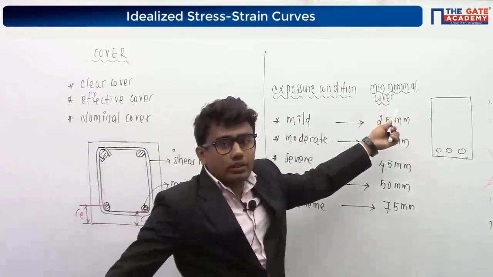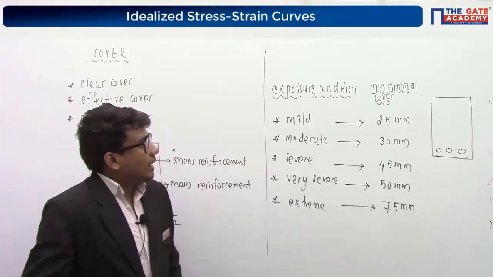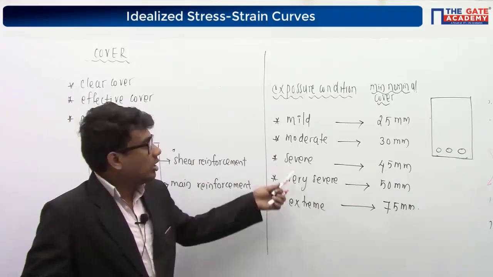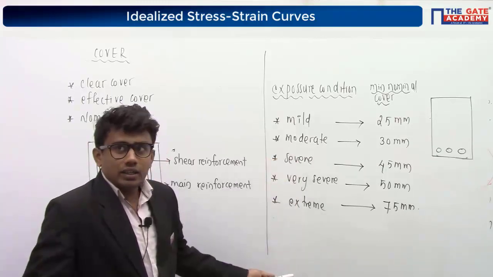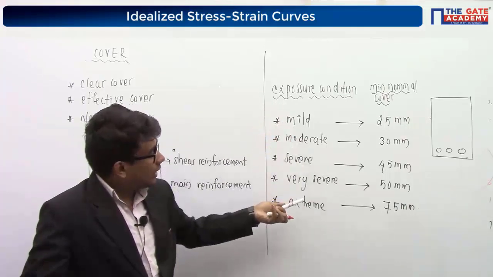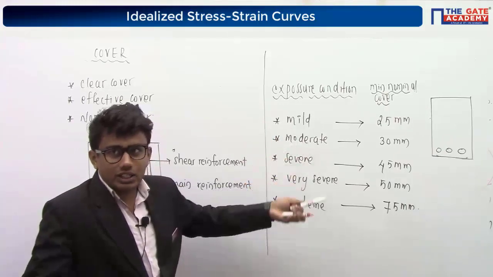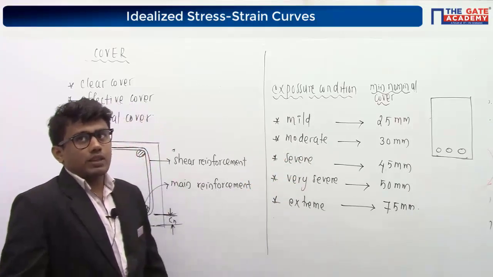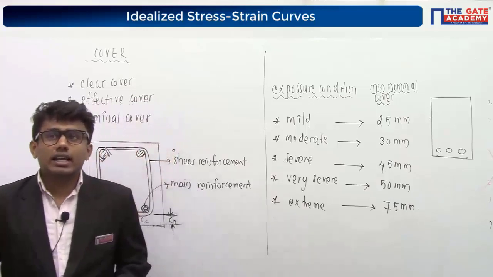These values are nominal cover values, okay? Not the clear cover, not the effective cover. The values are 25, 30, 45, 50, and 75 mm for mild, moderate, severe, very severe, and extreme exposure conditions. We know what this exposure condition is, right? If the concrete is not exposed to any weather conditions, it is considered mild. And if the concrete is near a seashore, those kinds of things will be considered severe condition. We have discussed this. I have given you a table also in the previous lecture, right? Yes, please note it down. We have to remember these values, okay? 25, 30, 45, 50, and 75.